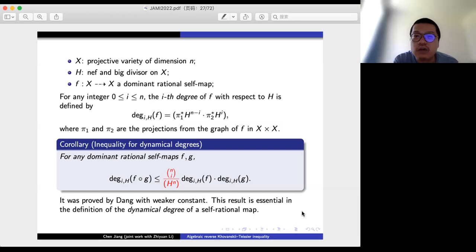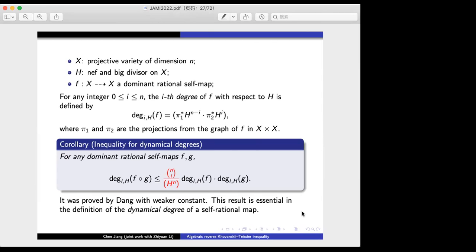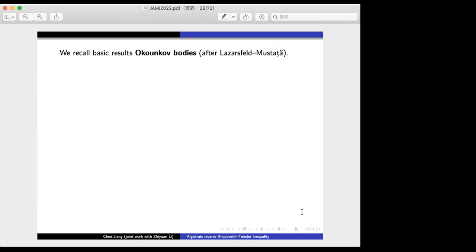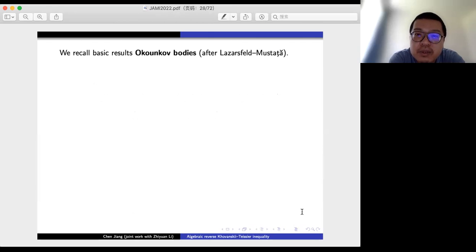our inequality. Then let me move to the proof. As I said, we prove this inequality using the Okounkov body. So let me briefly recall what the Okounkov body of a divisor is. We follow the paper by Lazarsfeld and Mustață.